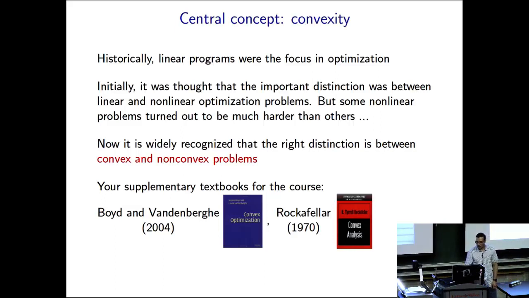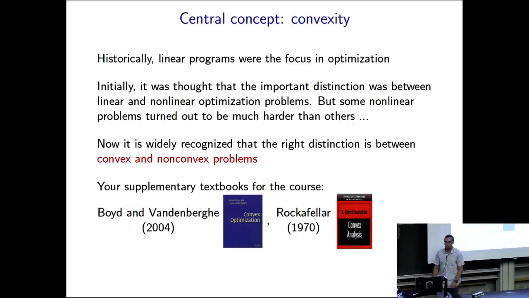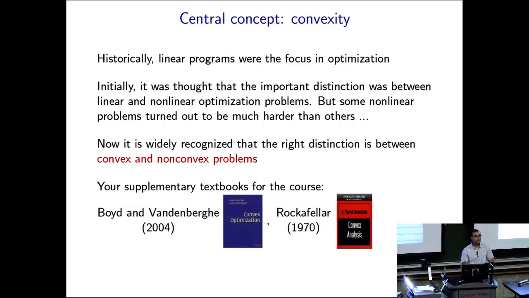And now it's widely recognized that the right distinction is actually not between linear and nonlinear, it's between convex and non-convex. If we had to be dichotomous and just think about two different classes of problems, one being tractable, the other being generally very intimidating and intractable, the right distinction is between convex and non-convex. And we can thank R.T. Rockafellar for a lot of that. He was kind of a centerpiece of this convex optimization, convex analysis movement.